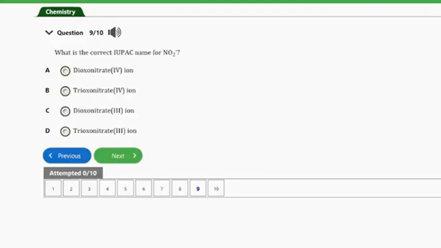Question number 9. It says, what is the correct IUPAC name for NO2? Option A, deoxynitrate 4 ion, B, trioxynitrate 4 ion, C, deoxynitrate 3 ion, and D, trioxynitrate 3 ion. So guys, let's go ahead and check this out together.